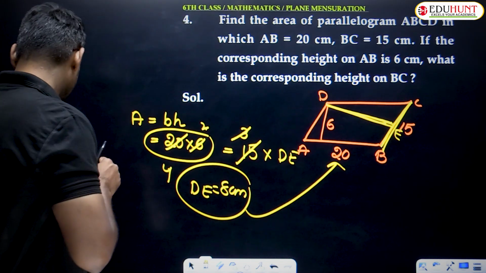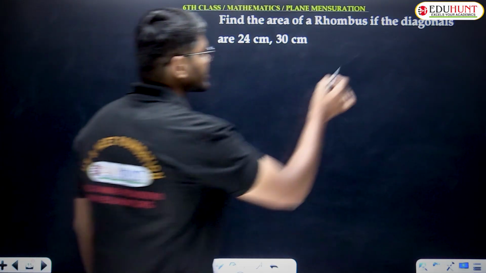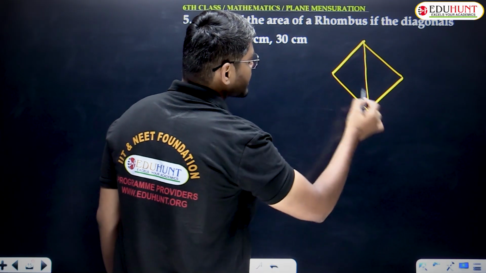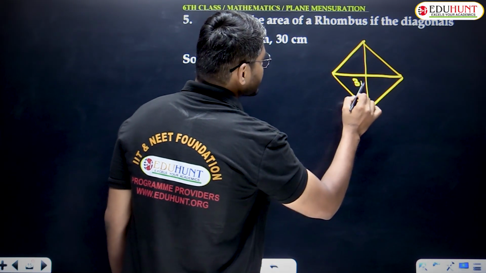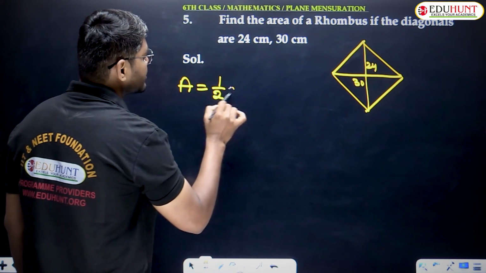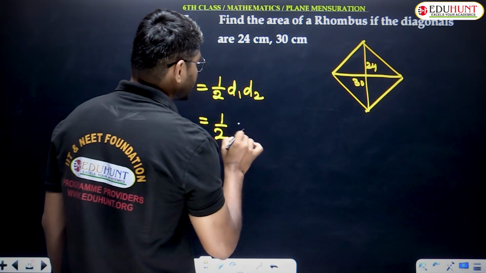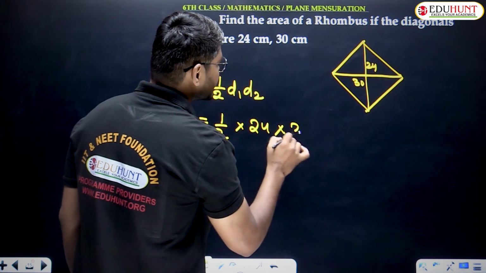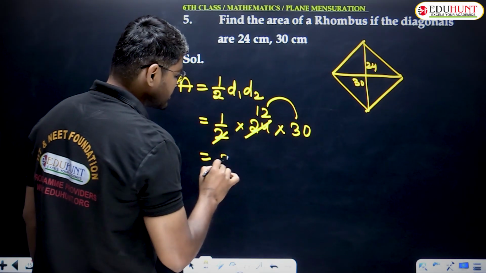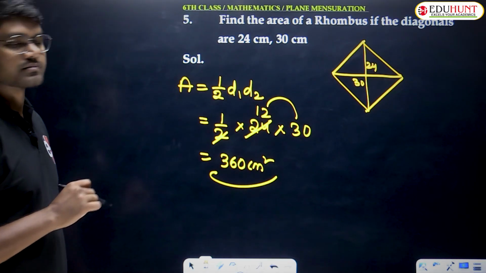Find the area of a rhombus if the diagonals are 24 centimeter and 30 centimeter. This is a rhombus. This is one diagonal and this is another diagonal. This is 30 and this is 24. So area of rhombus is equal to half into D1 into D2. Half into D1, 24, into D2, 30. Two ones are two, two twelves. So 12 into 30, 360 centimeter square is the area of this rhombus.